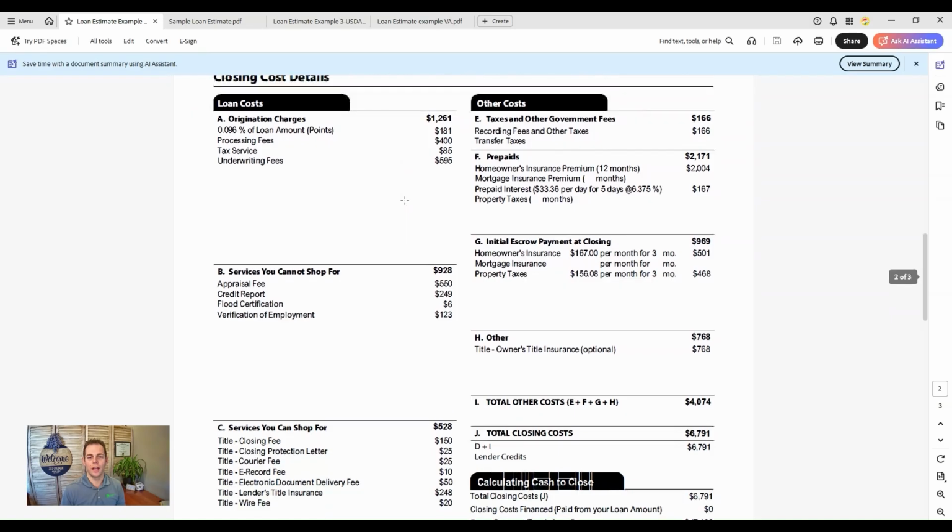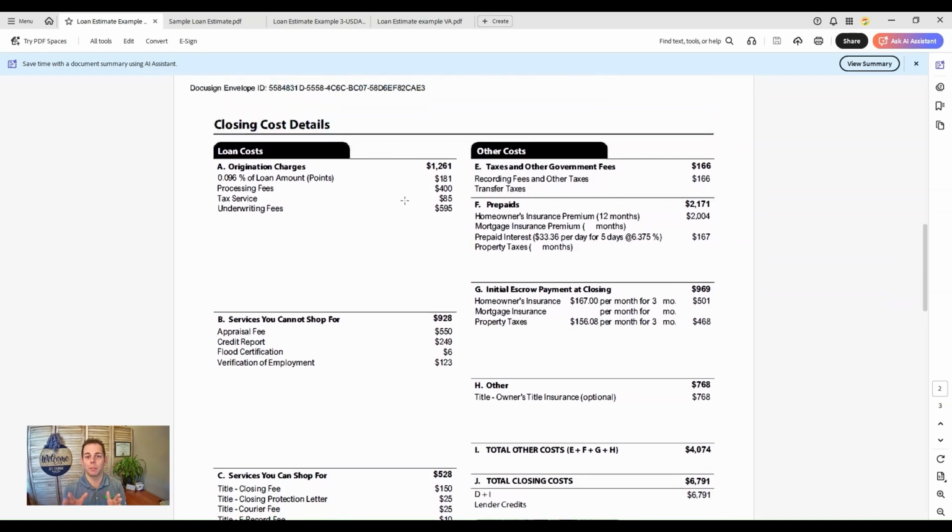So Section A, or the second page of these loan estimates, is really what's important. This is where all the line items and fees get put in here. So top page, right? Interest rate, loan amount, closing costs, cash to close, things like that. Those matter, but here's all the line items of everything. So Section A is origination charges. This is what you guys need to be paying attention to.